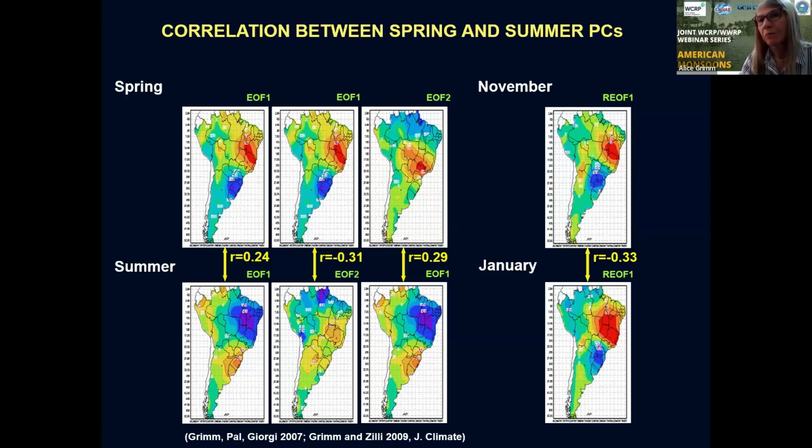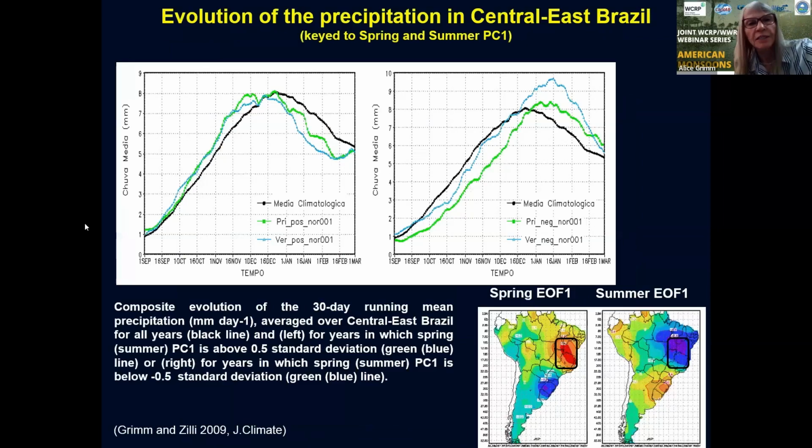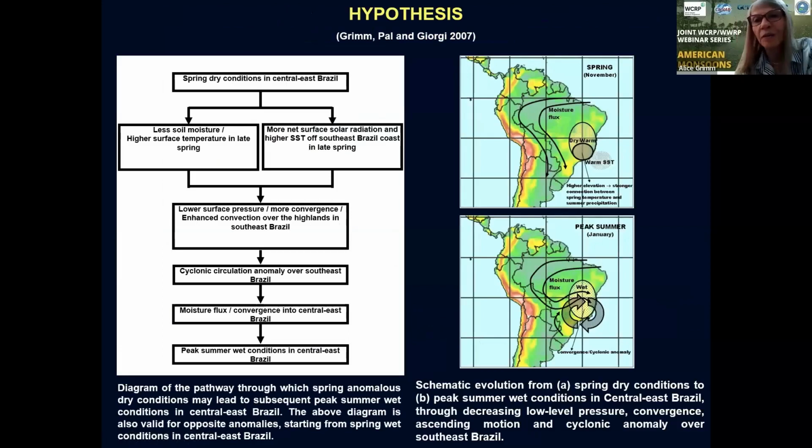That means precipitation anomalies in the spring. And here you can see it very clearly. In black, you have the climatological precipitation. And when you have more rainfall here in spring, you tend to have less rainfall in the peak summer. Here, another view of it, for this region here. So we tested a hypothesis with a regional model, and it was confirmed by the results of the model, the reason for this tendency to reversal.